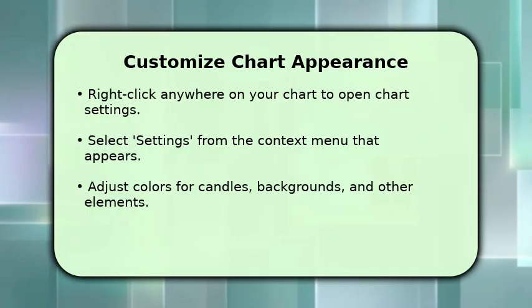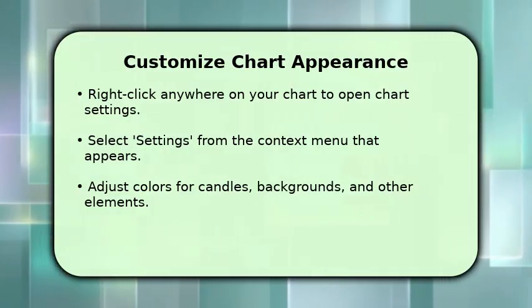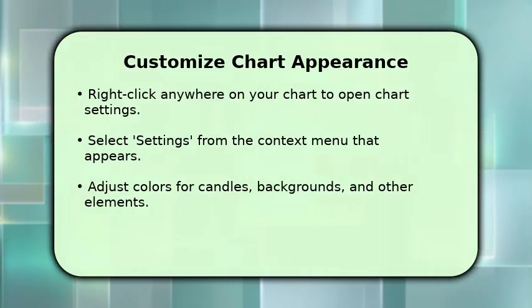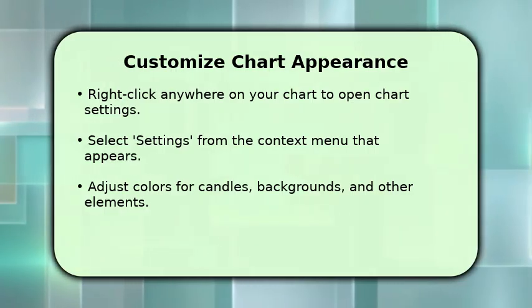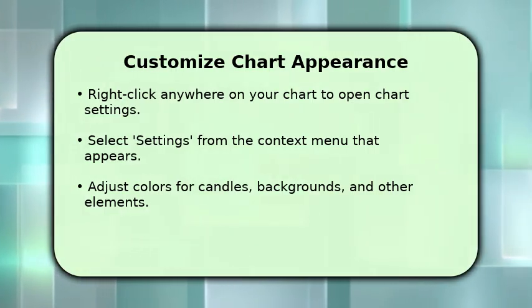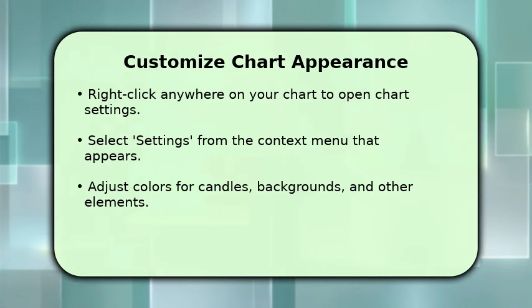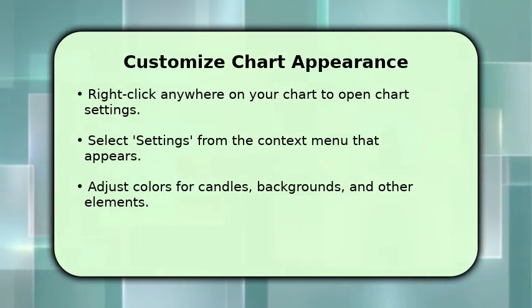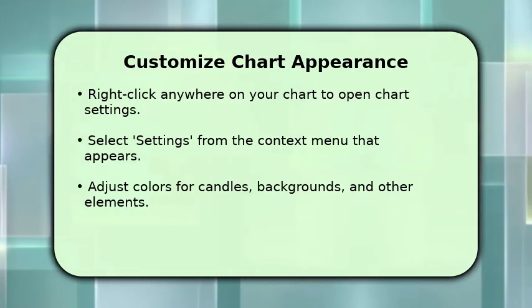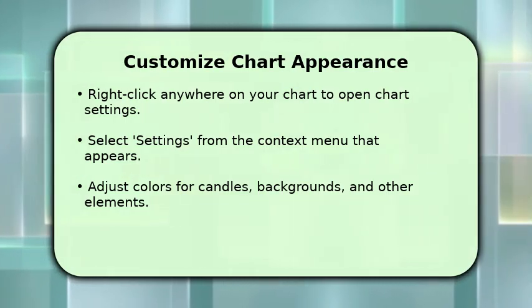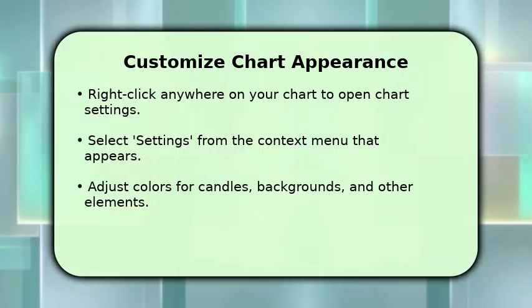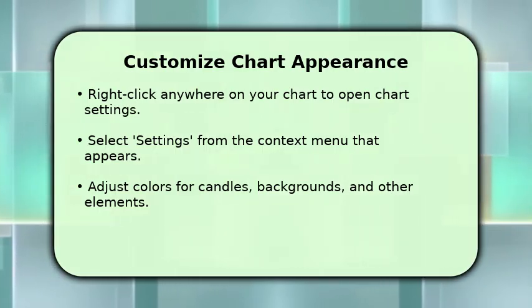After enabling dark mode, you might want to fine-tune your chart's appearance. To do this, right-click anywhere on your chart to bring up a context menu. From this menu, select Settings. Here, you can customize various aspects like the colors of your candles, the chart background, and other visual elements. This allows for a truly personalized trading environment, enhancing clarity and reducing eye strain.